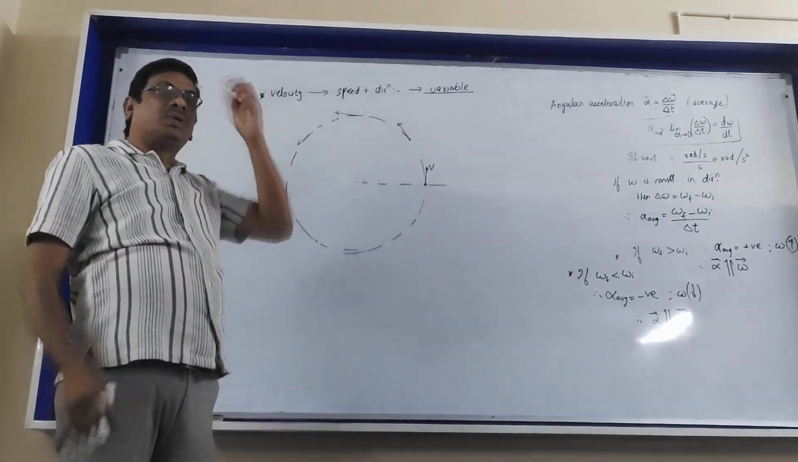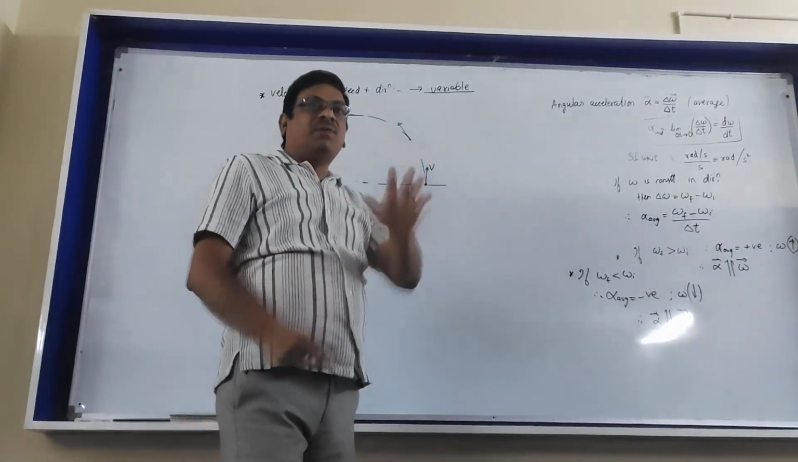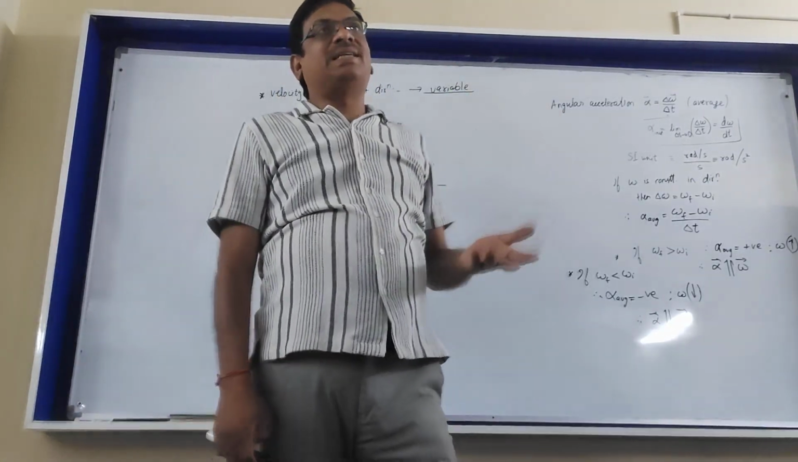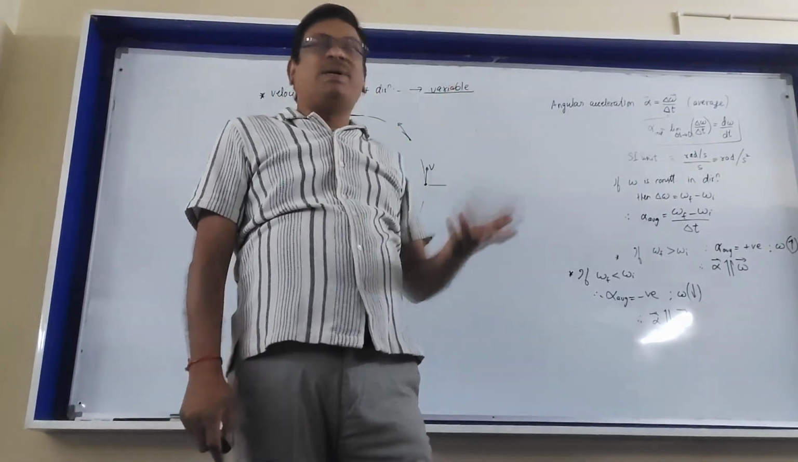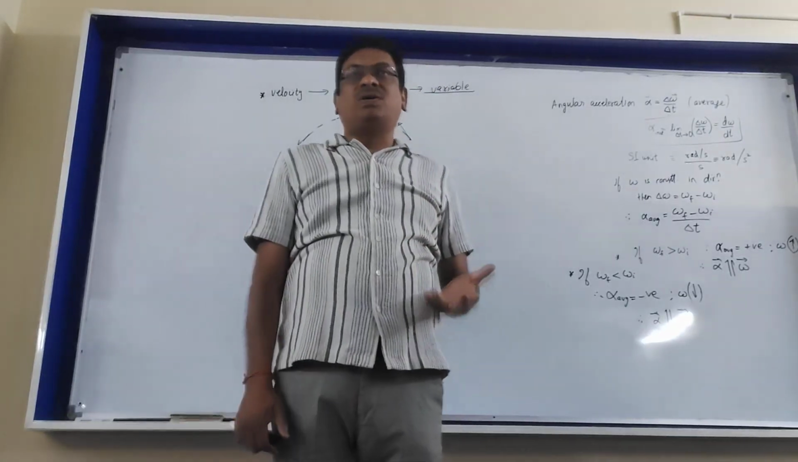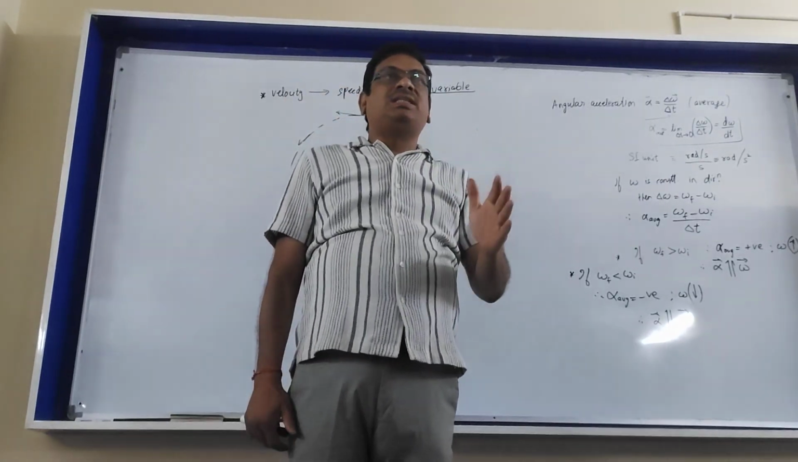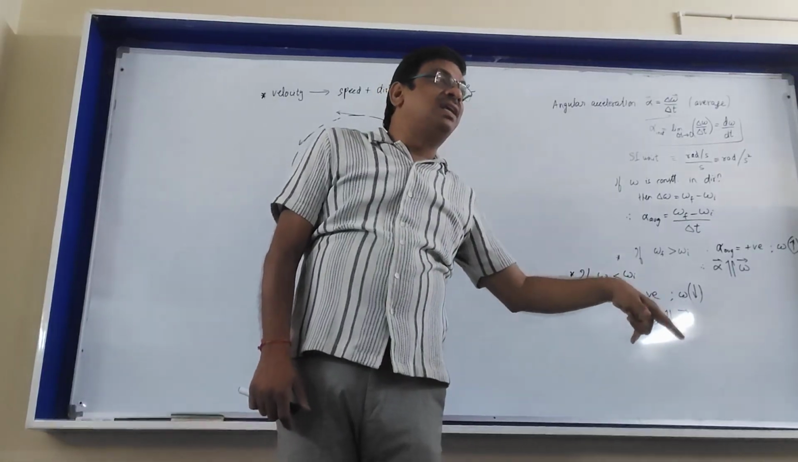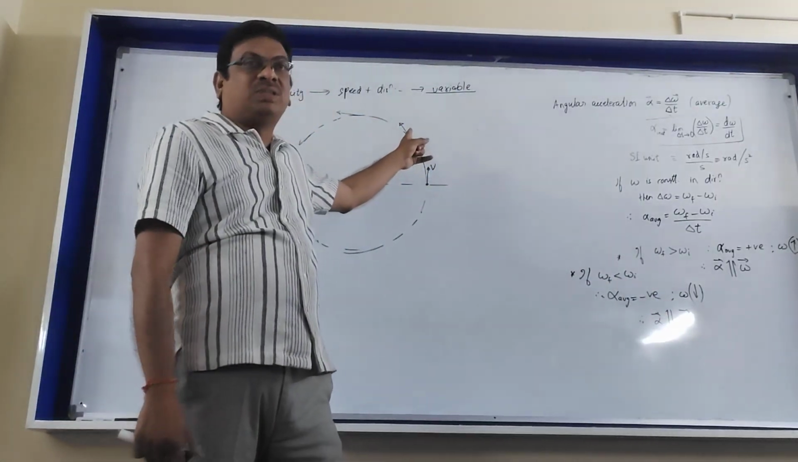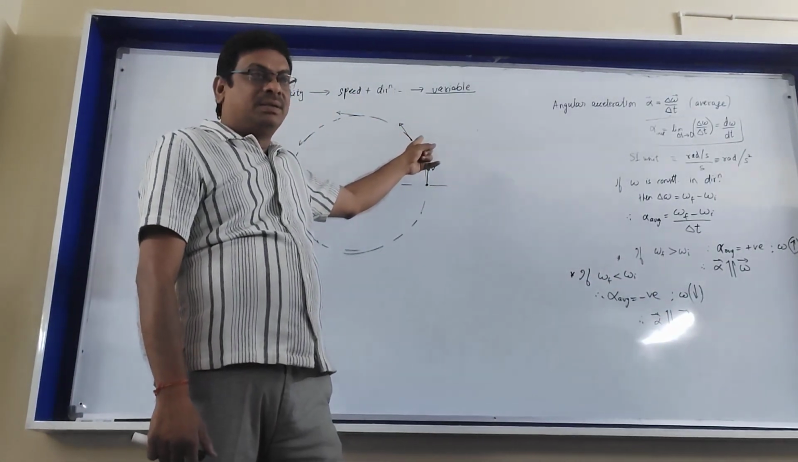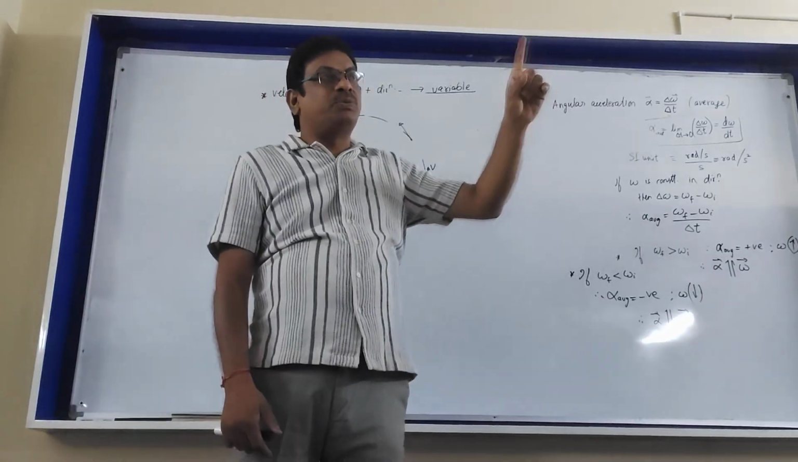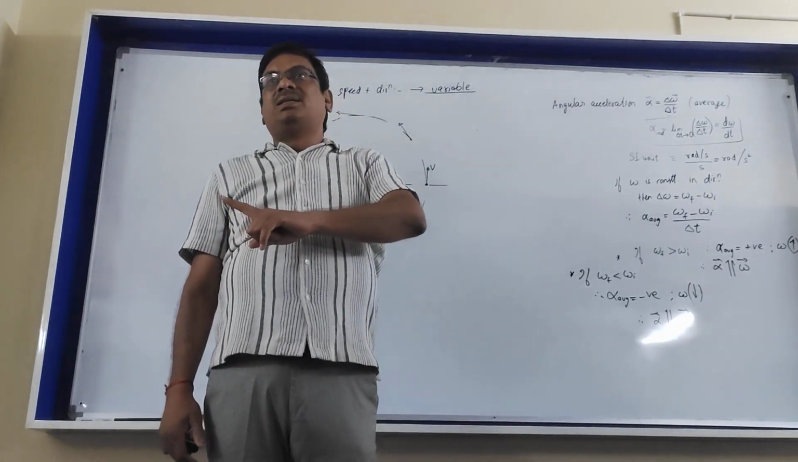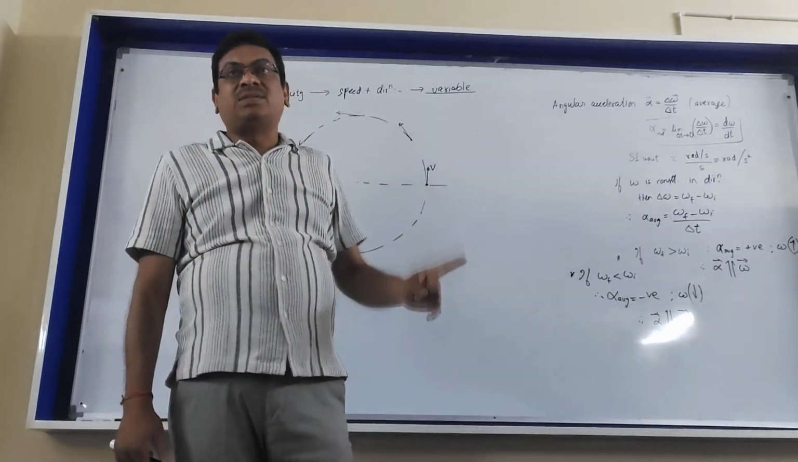Is it clear? As we have learned, if the velocity changes, there has to be acceleration, because as per definition, acceleration is the rate of change of velocity. By acceleration we mean linear acceleration, because we are talking of linear velocity here. Linear velocity changes means there has to be a linear acceleration, isn't it?